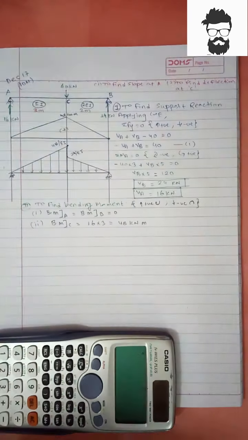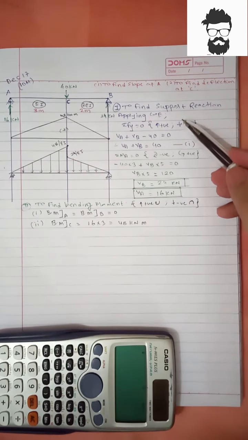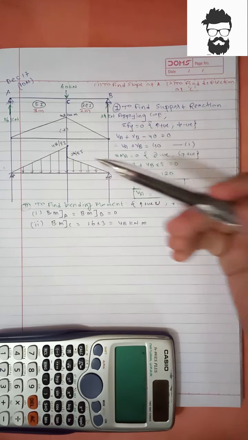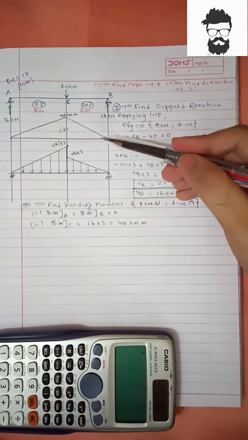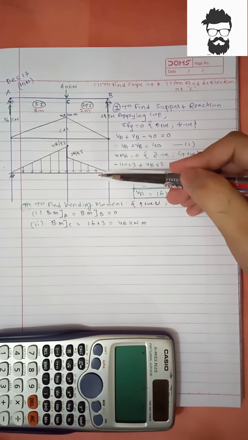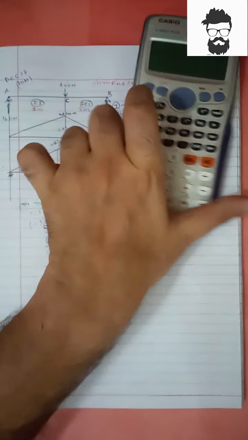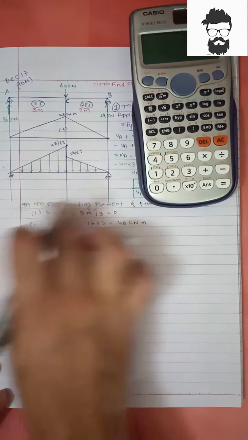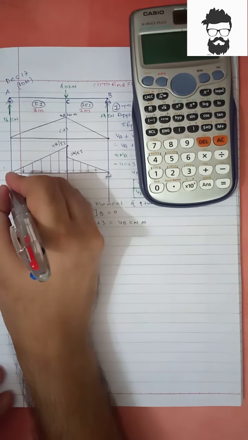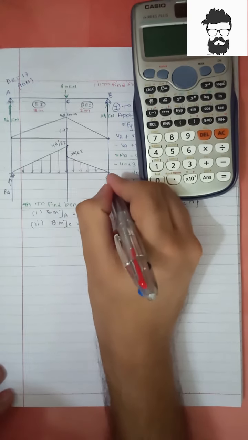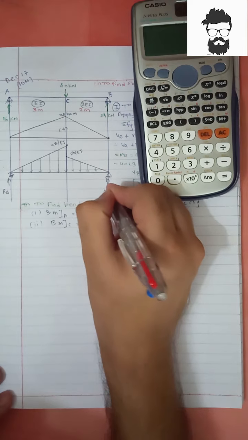So now we have completed 4 steps. A first step to find support reaction, second step to find bending moment, third step we drew BMD and fourth step we drew conjugate moment diagram with M by EI loading. Now our next step was to find support reaction for conjugate beam. Means we need to find RA and we need to find RB.